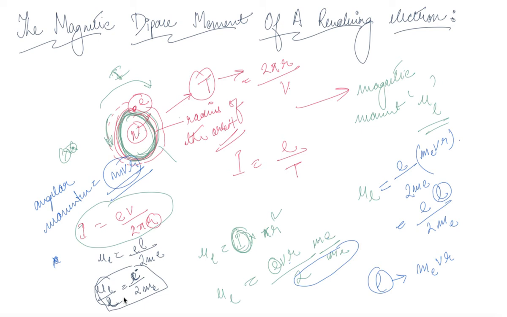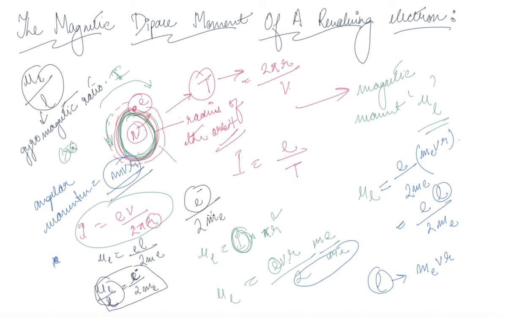Now, if you look at these two, the ratio of the magnetic moment upon the angular momentum of the revolving electron is known as the gyromagnetic ratio. And this particular ratio is constant. The charge of the electron is constant, and we know 2 into me, the mass of the electron, is constant. So the gyromagnetic ratio is a constant. The value of this gyromagnetic ratio is given by 8.8 into 10 to the power 10 coulomb per kg.